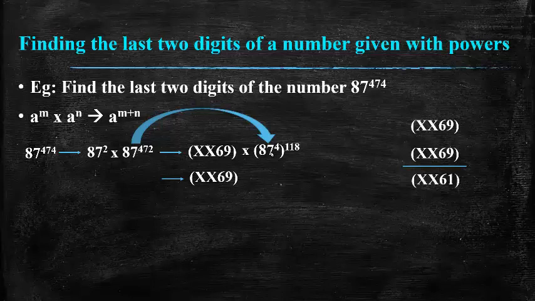So the last two digits of 87 power 4 will be ending with 61. Now this 61 will be raised to a power of 118. So what I'm going to do is rewrite this value, that is the last two digits of 87 square, 69, that will be multiplied with this particular value, which has got a power value of 118.